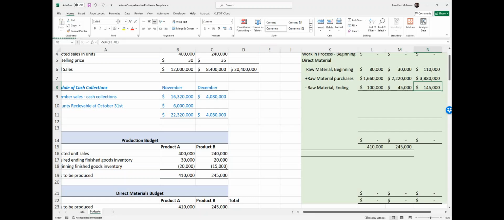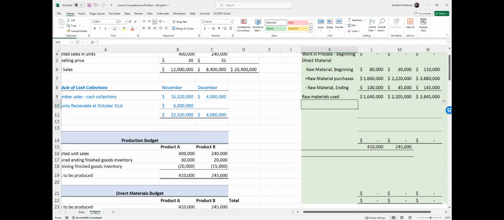And then raw materials used is what we're after. And if you don't remember this, just letting you know, this is stuff we did way at the beginning of the semester. So raw materials at the beginning plus raw material purchases minus raw materials at the end. Those were the raw materials that were used. So we're done with direct material.